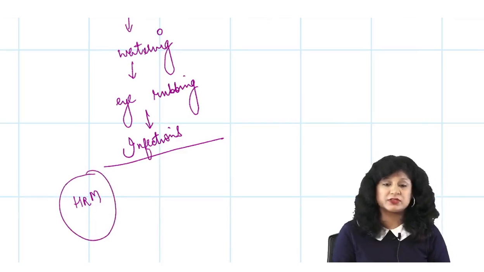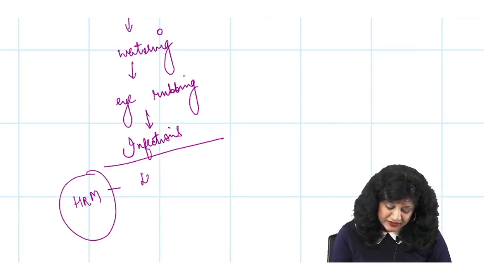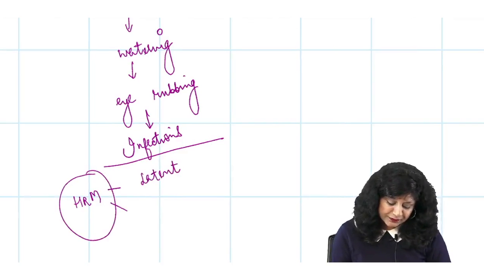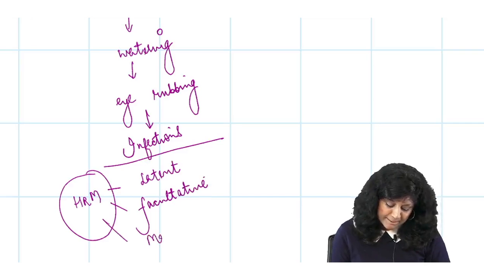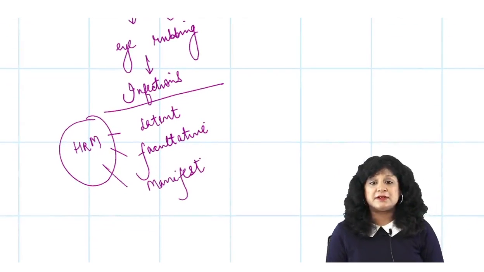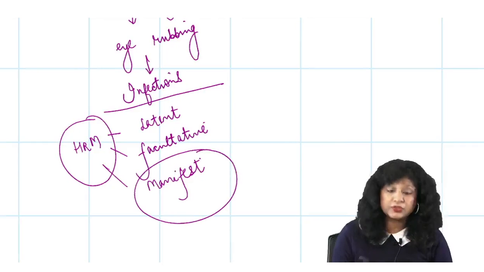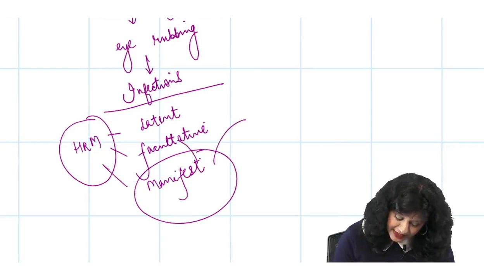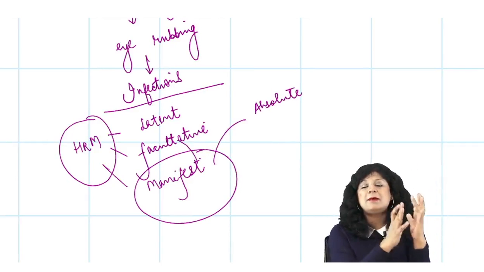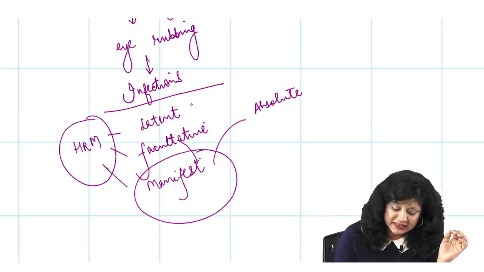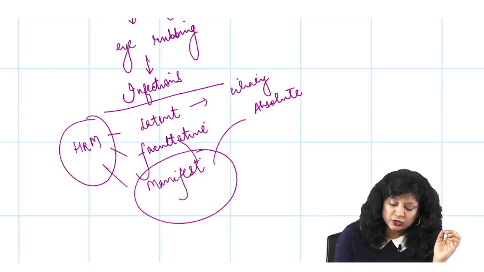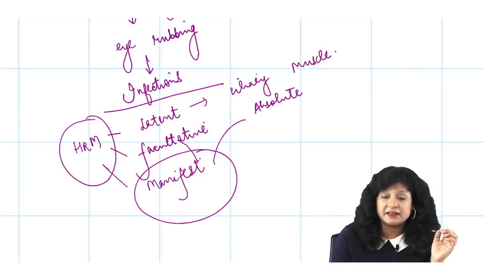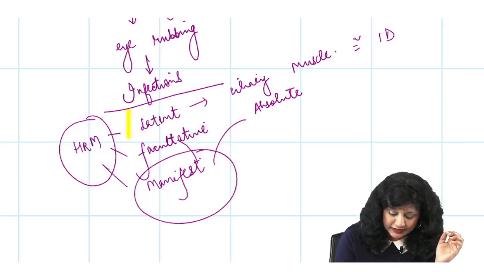has so many components. What components do we have? We have latent hypermetropia, we have facultative hypermetropia, then we also have manifest hypermetropia. So what are these? Manifest hypermetropia includes two kinds: one is your facultative, and another is your absolute. Some amount of hypermetropia can be corrected by the ciliary muscle. That amount, about 1 diopter, is your latent one.